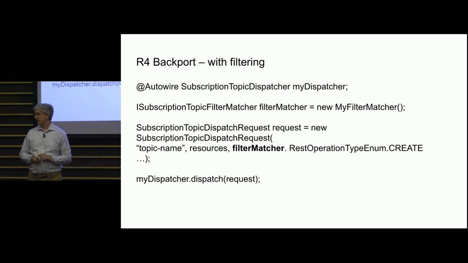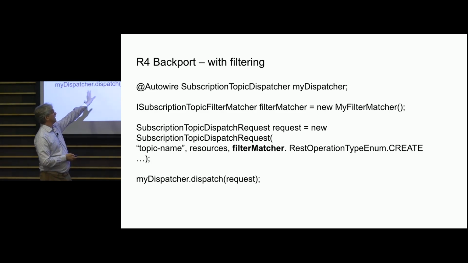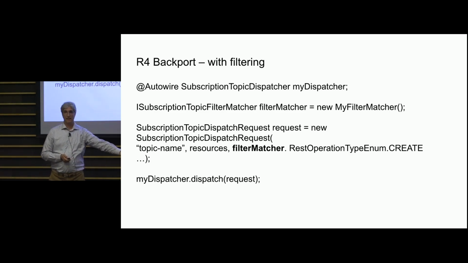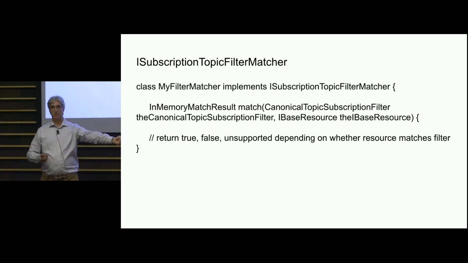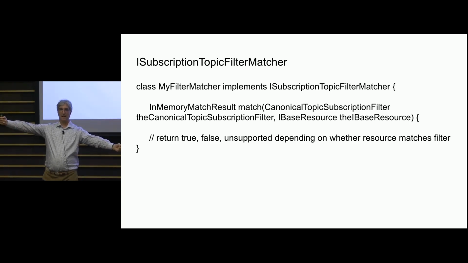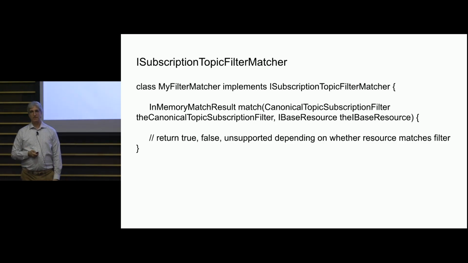If you need filtering, we also have implemented this as well. So this is a little more complicated. You basically provide a callback to the filter matcher that says, hey, here's a filter from the subscription, here's the resource from the dispatch, does it match yes or no or unsupported? And then based on that, it determines whether to send the notification. So that's what it looks like today.